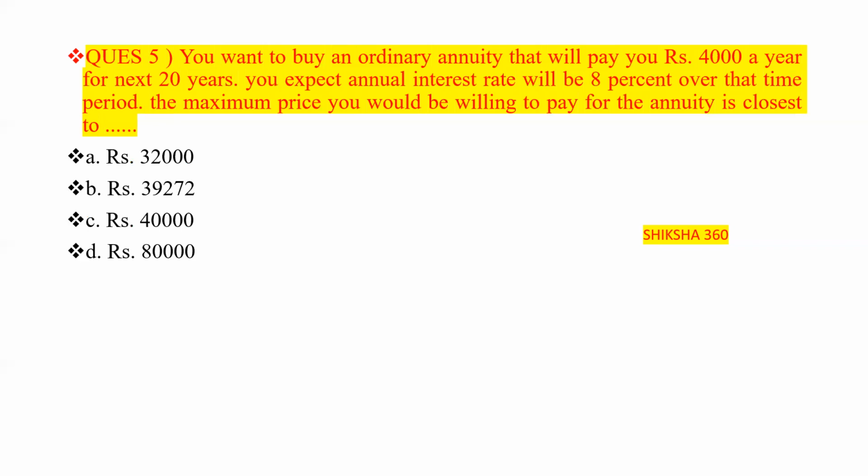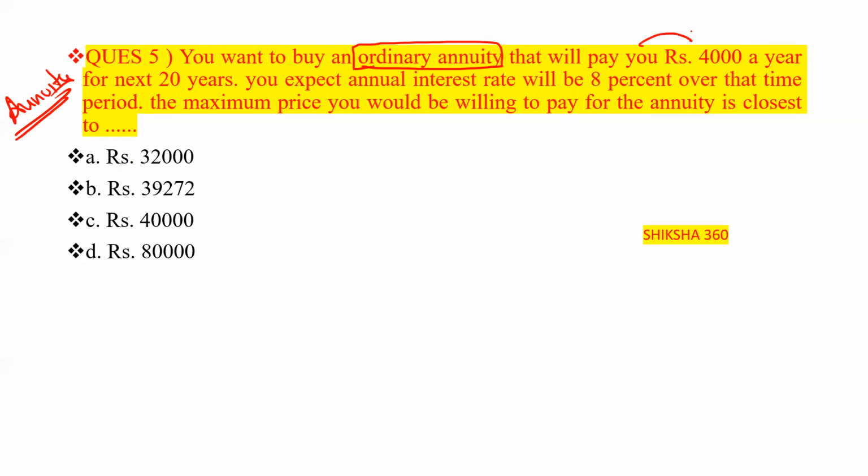That is a question related to the annuity. Clear? This question is related to the annuity. So what this question says, please listen to this question very carefully. Sometimes we are not able to identify which formula we have to implement here. So: you want to buy an ordinary annuity. Clear? That is, it is clear that we have to implement the formula of the ordinary annuity.